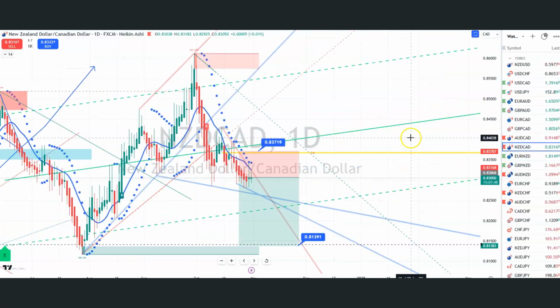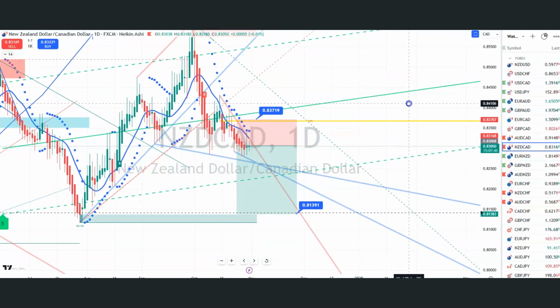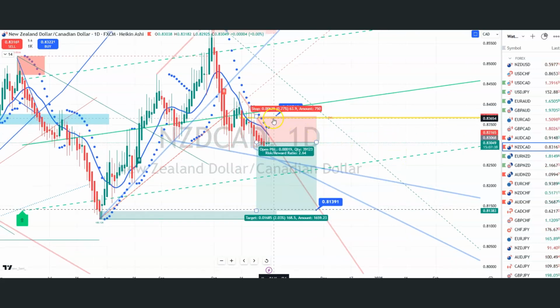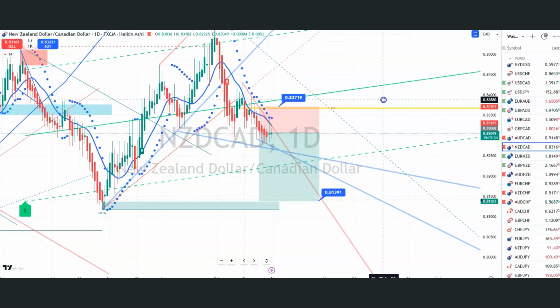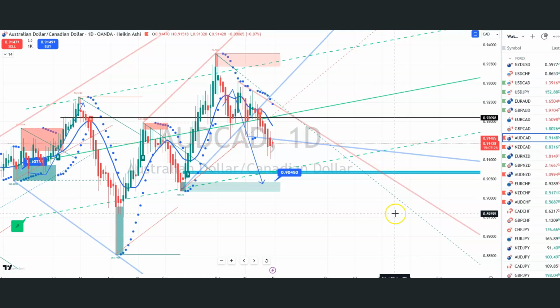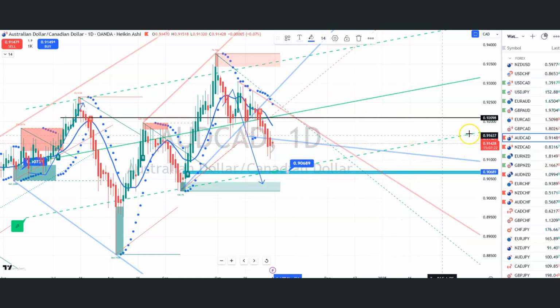New Zealand Canadian to the downside, not doing anything whatsoever. So I'm not keen to move my stop quite yet. I want to see the price do something. There's a fair value gap just below our stop loss, so it could spike up to that and then move back down. So I'm happy to hold this. It's not a problem. 81.39. Aussie Canadian is to the downside. There is an FVG there, 90.68.